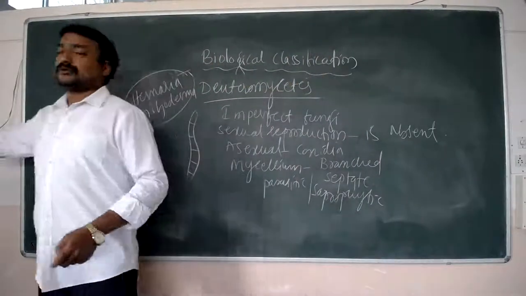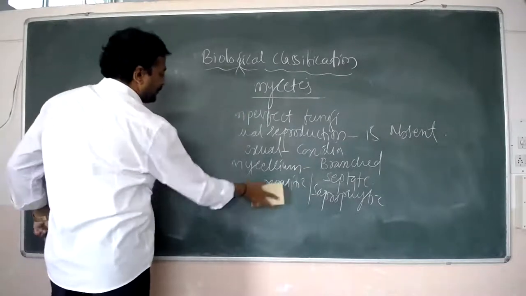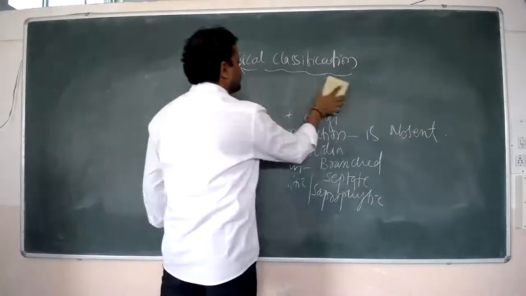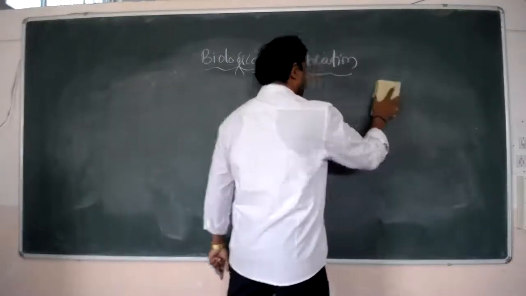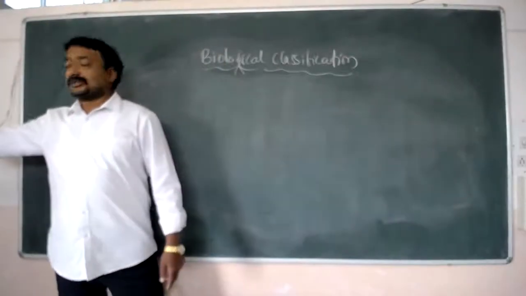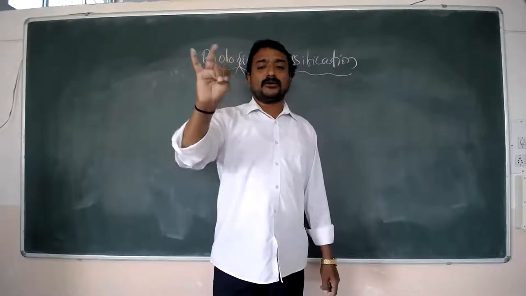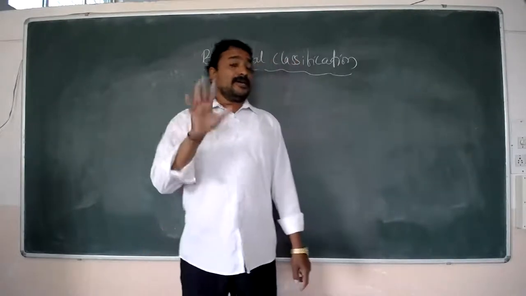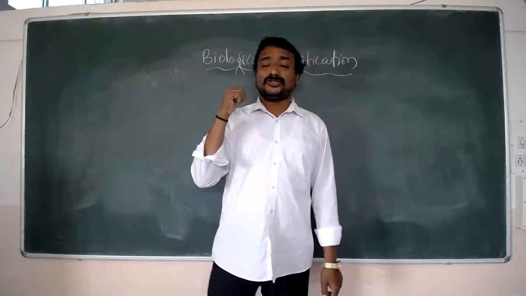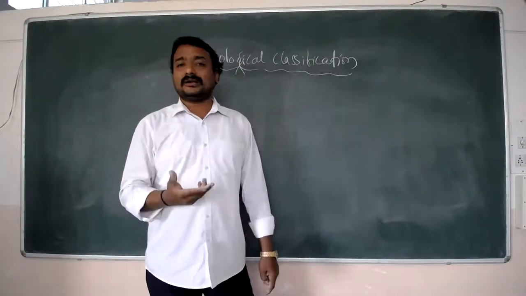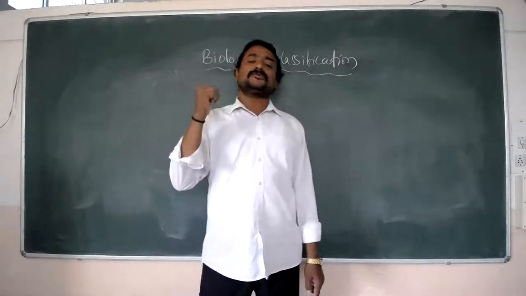In today's class, we will wind up the lesson on biological classification, because we have already studied the three important kingdoms. While explaining biological classification, I told you that five kingdoms are there, known as Monera, Protista, Mycota, Plantae, and Animalia. In this lesson we studied three kingdoms: Monera, Protista, Mycota.